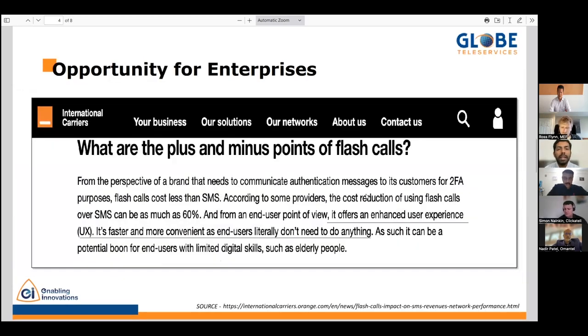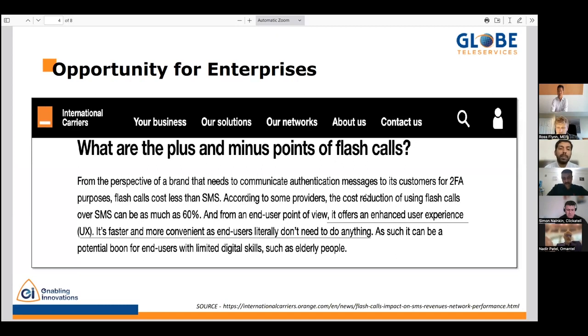So why is flash call authentication becoming very popular? One of the primary reasons is, as you can see in the underlying portion, taken from the Orange International Carrier website. We also have Kandara today in the panel from Orange, so he can talk more about it. But what are flash calls' plus and minus? Through a flash call, an enterprise and the end user both have an enhanced user experience.